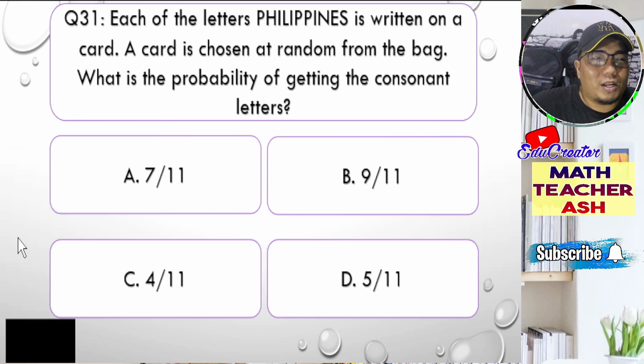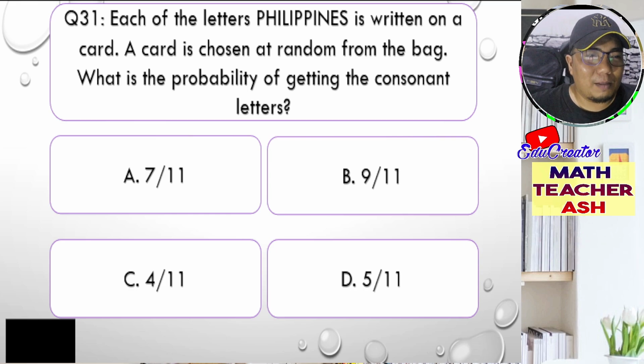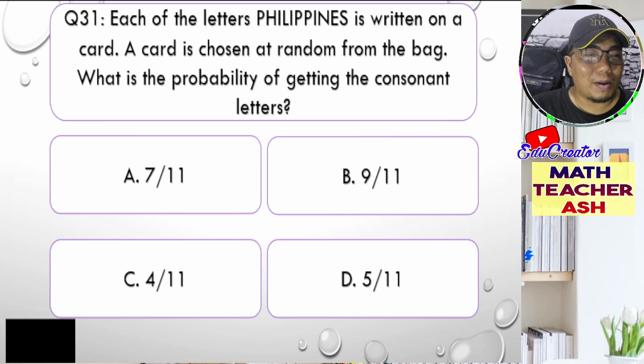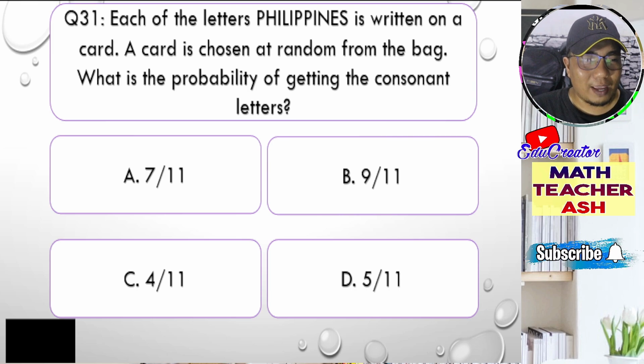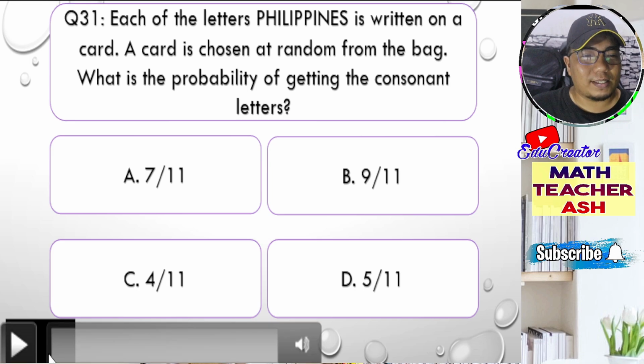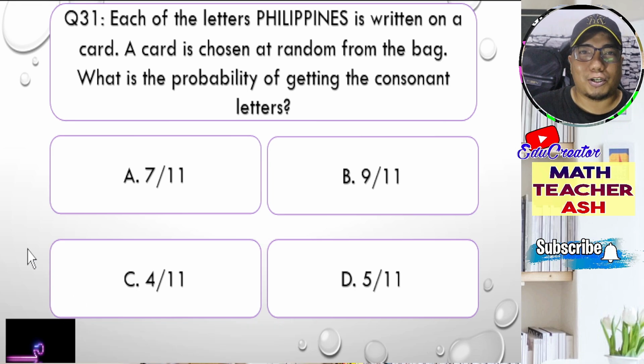Question number 31. Each of the letters in the word Philippines is written on a card. A card is chosen at random from the bag. What is the probability of getting a consonant letter? Is it A, 7 over 11, B, 9 over 11, C, 4 over 11, or D, 5 over 11? I'll give you 5 seconds to think about your answer.